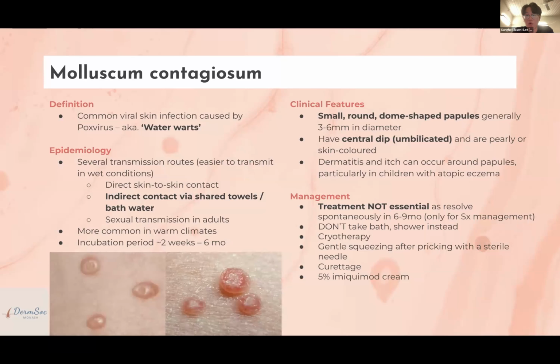All right, molluscum contagiosum, also known as water warts, caused by poxvirus, and these present as your typical small, round, dome-shaped, umbilicated lesions. Just basically memorize how they look on the photos. Treatment's not essential. They do go away on their own, but if we want to treat them, we can just freeze them or just scrape them off, basically.